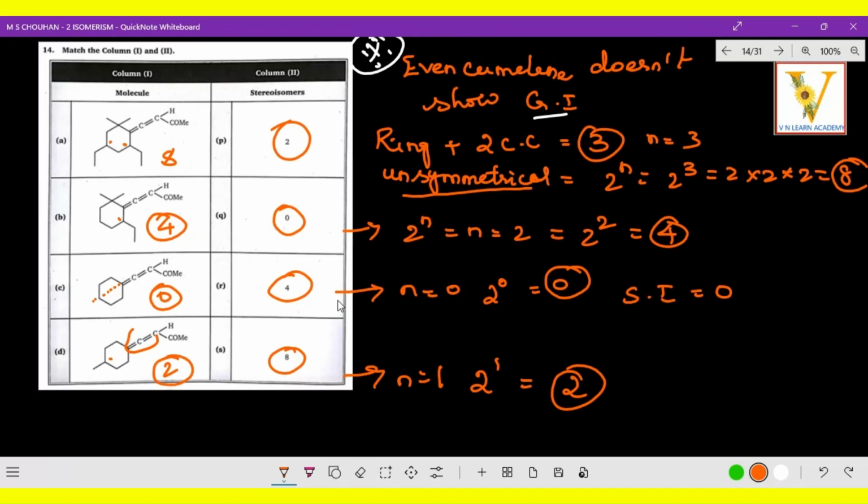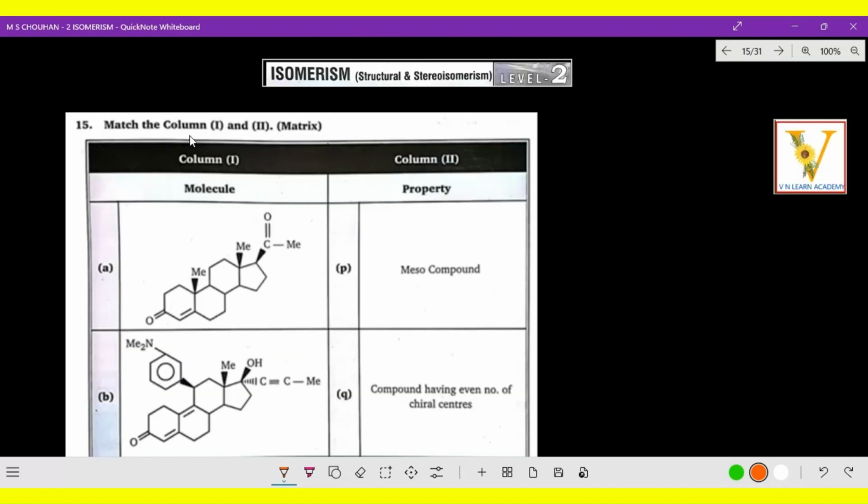How do we identify, and what is the main concept you have learned in this point? Come on, let's go to the next question. Column 1 tells about the compounds, that is molecule, and column 2 is the property. What are the properties in that compound that can be identified? First and foremost, whether it is chiral or achiral. That is the first point. And whether POS, COS is present or not, that is another point. And whether meso is possible. So these are the main points we are going to consider.